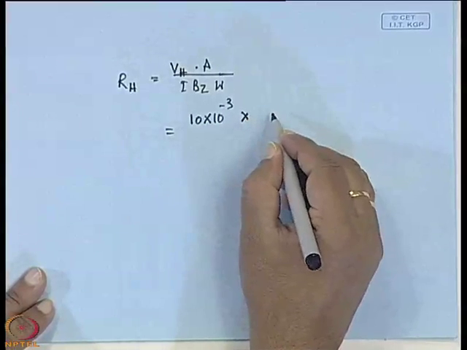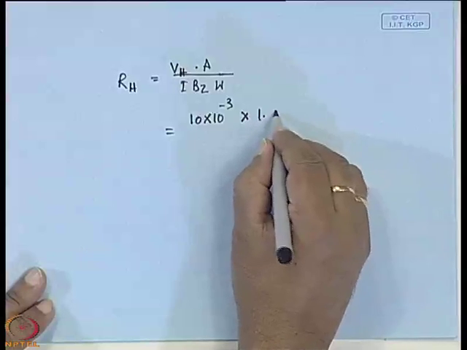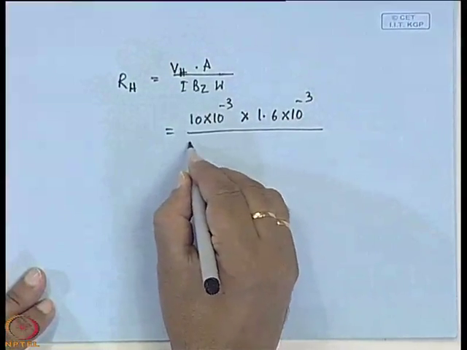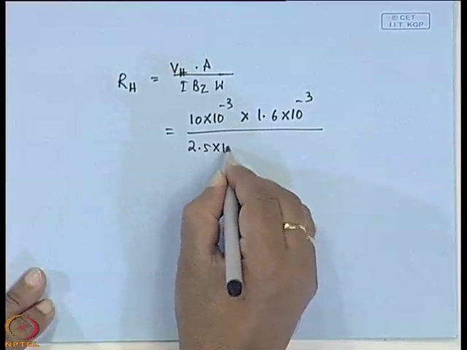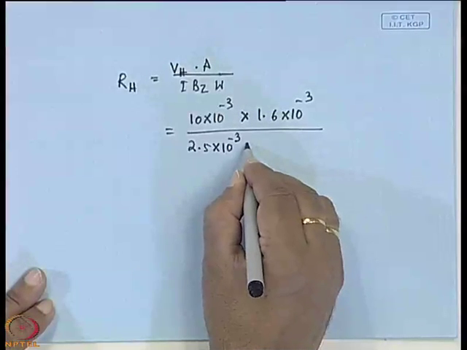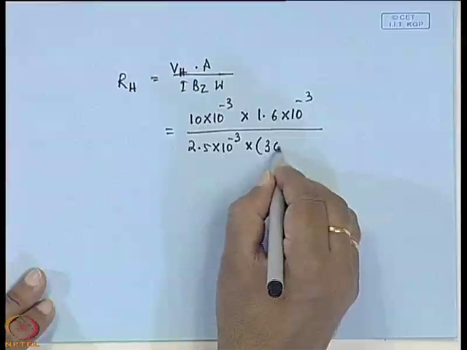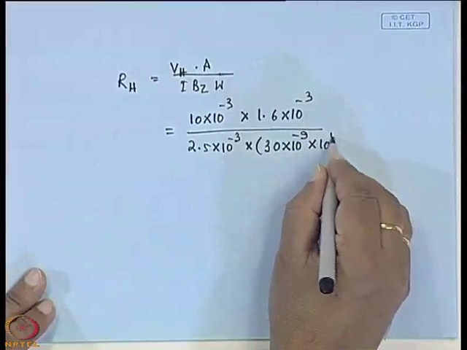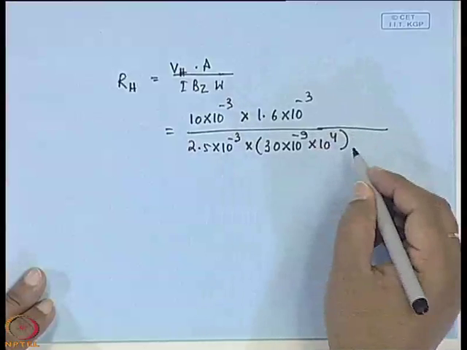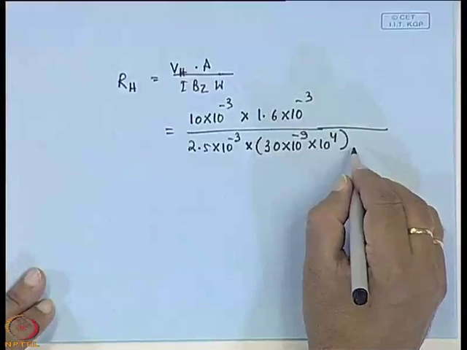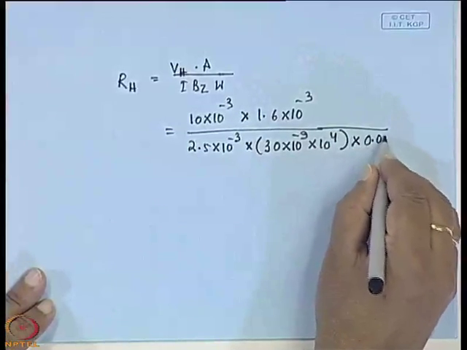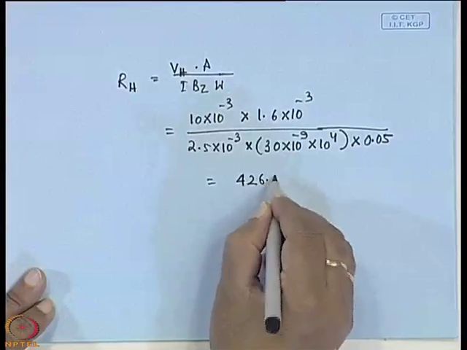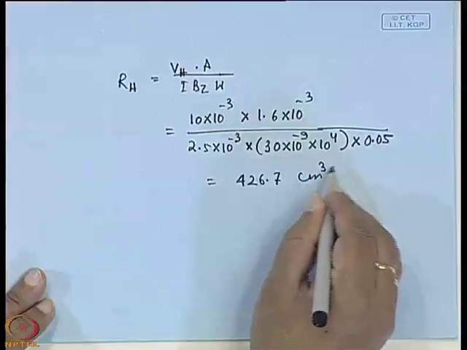What is the area? 1.6 into 10 to the power minus 3. Current is 2.5. Magnetic field is 30 nano Tesla, that means 30 into 10 to the power minus 9 Tesla into 10 to the power 4 Weber per centimeter square, into W is 0.05. That means it is 426.7 centimeter cube per coulomb.